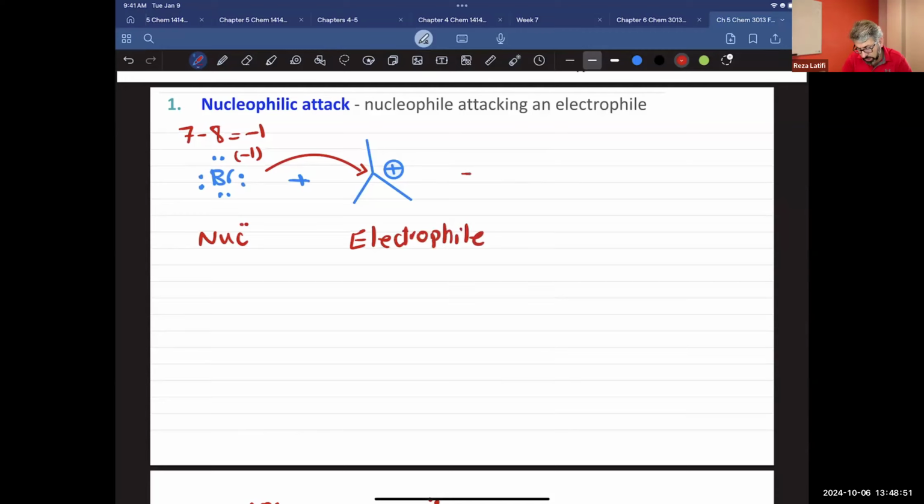Okay, what's going to be the product? In the product, you will have a carbon attached to 3 carbons, and it will be attached to bromine. Of course, bromine is going to have 3 more lone pairs to be active. The central carbon is attached to 3 carbons, and those carbons have 3 hydrogens attached to them. Okay, and that's going to be the nucleophilic attack.